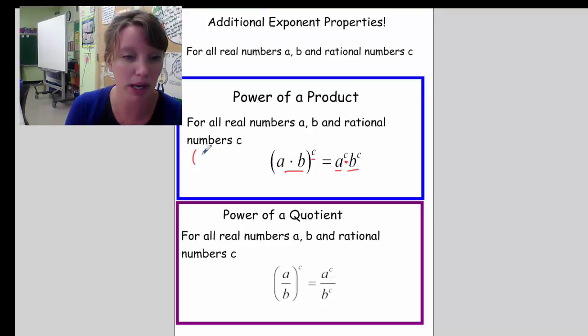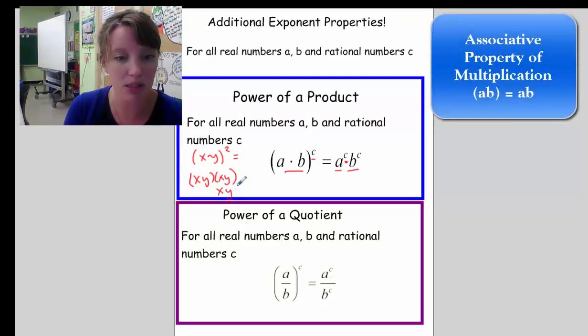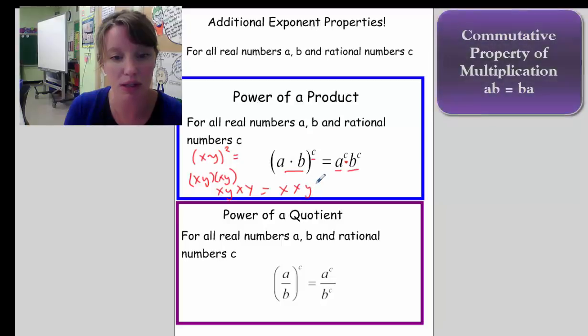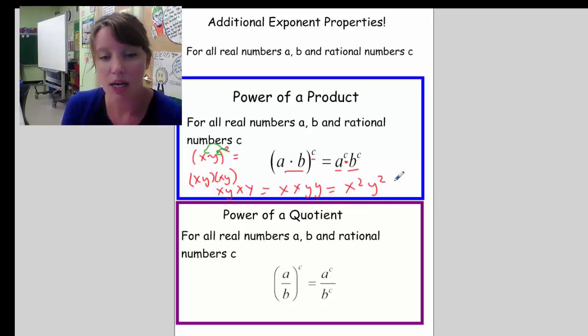An example of this would be xy to the second power. Well, what does that mean? That just means xy times xy. By the associative property of multiplication, I can drop the parentheses. By the commutative property of multiplication, I can rewrite it so that the factors are next to each other, and then I can rewrite it in exponential form here. So what just happened? Well, look at the exponent. You can just bring the exponent into each of the factors that you have in a product. So the power of a product is actually just the product of two powers. It's another way of saying this rule.